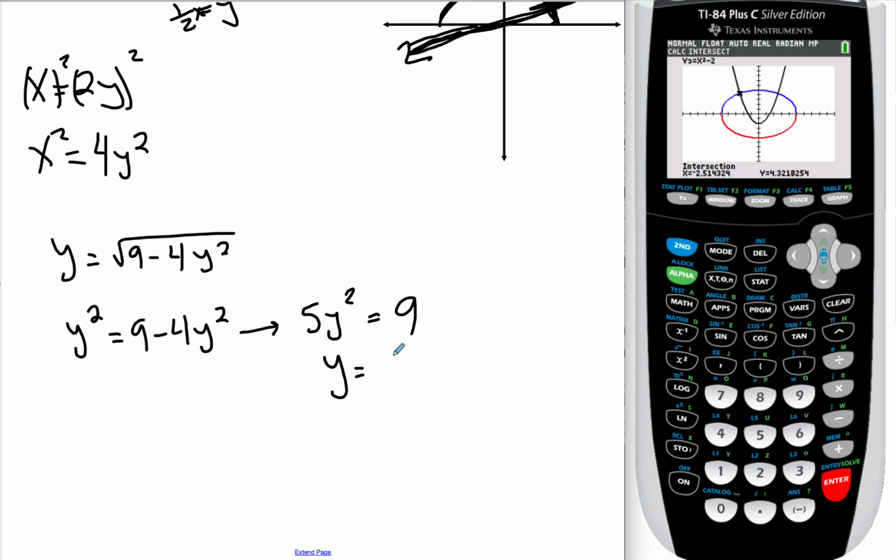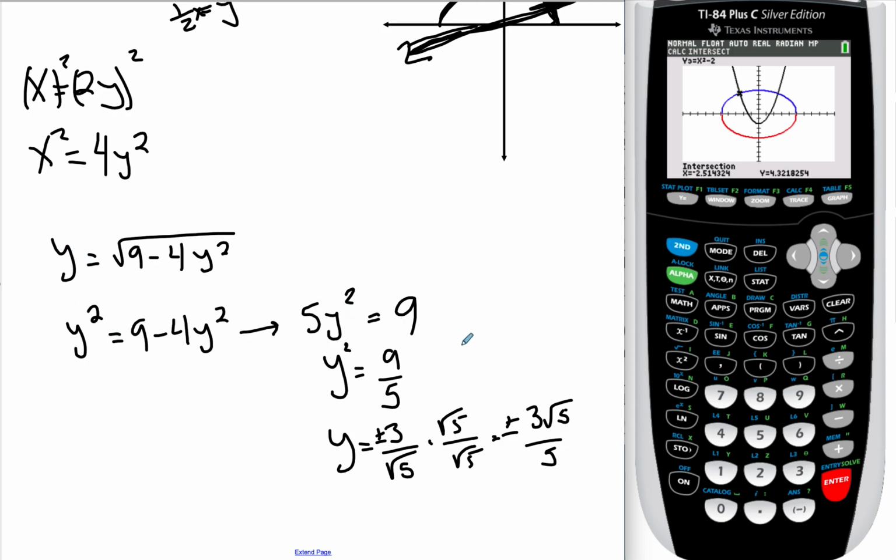So I'm going to divide by 5. I'm going to get 9/5. I'm going to square root both sides, and I get y equals 3 plus or minus over the square root of 5. And I need to rationalize the denominator. So I get plus or minus 3 root 5 over 5. That's my y.